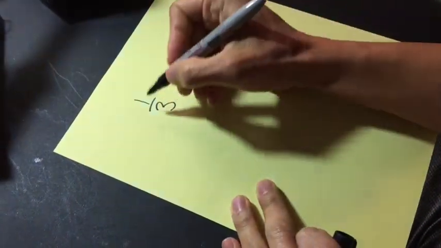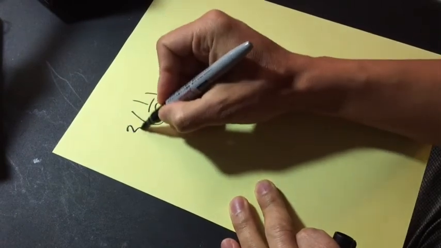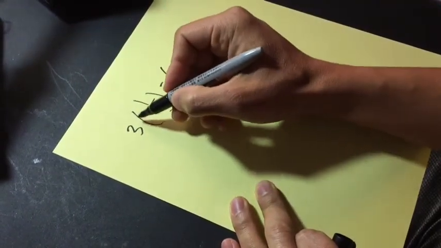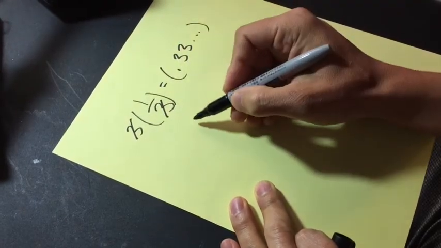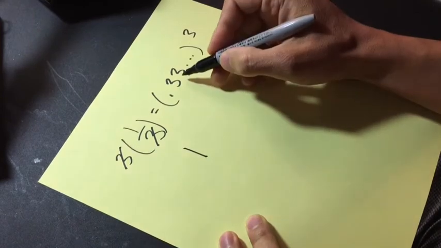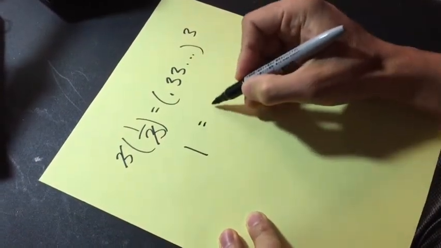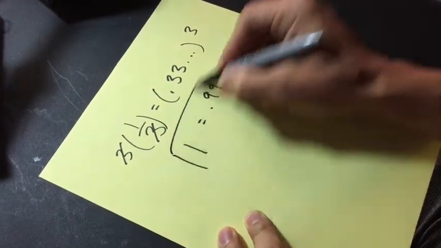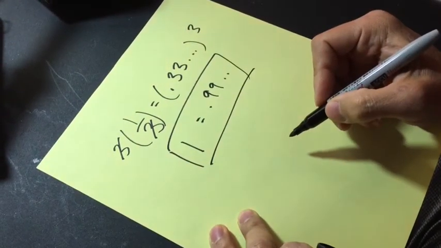So let's multiply both sides by 3. We're going to cancel these 3's out on this side. We're left with 1. And we're going to multiply this 3 by this 0.33, and that is equal to 0.99 repeating. And so there you have it. 1 is equal to 0.99.